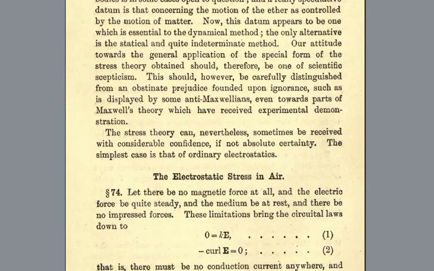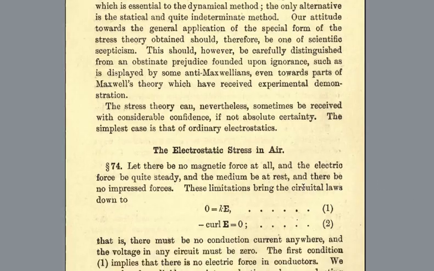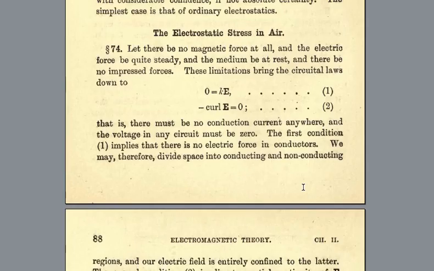The simplest case is that of ordinary electrostatics. The electrostatic stress in air. Let there be no magnetic force at all, and the electric force be quite steady, and the medium be at rest, and there be no impressed forces. These limitations bring the circuital laws down to divergence of E equals 0, that is equation 1, and curl of E equals 0, that is equation 2. That is, there must be no conduction current anywhere, and the voltage in any circuit must be 0.